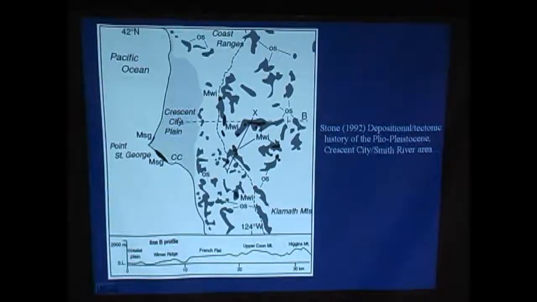Here's Linda's cross-section along line B, and we see this westward tilted surface here, Weimar Ridge. There's a little patch of Weimar. And the Coast Range thrust, which separates the Klamaths and the Coast Ranges, is draped by the Weimar Formation. So we know the thrust faulting occurred before 6 million years ago.